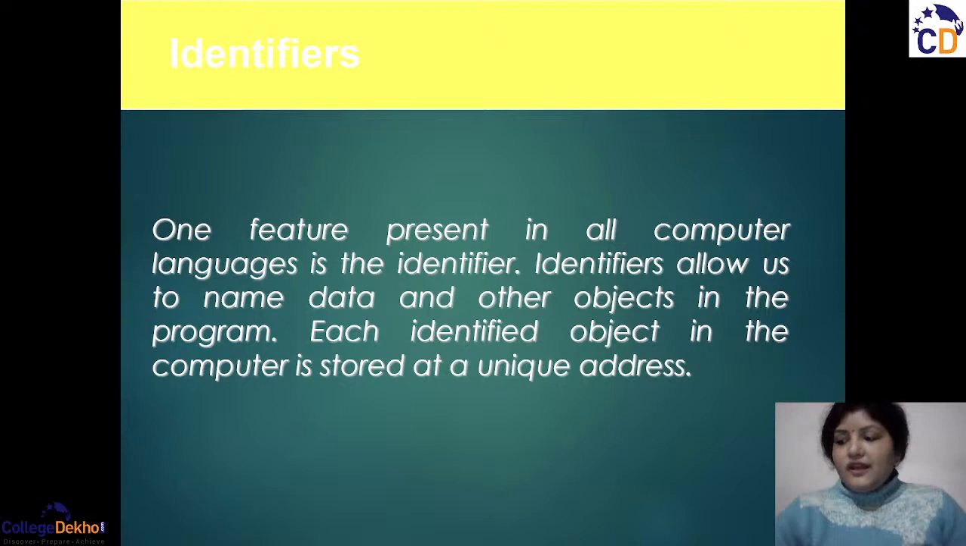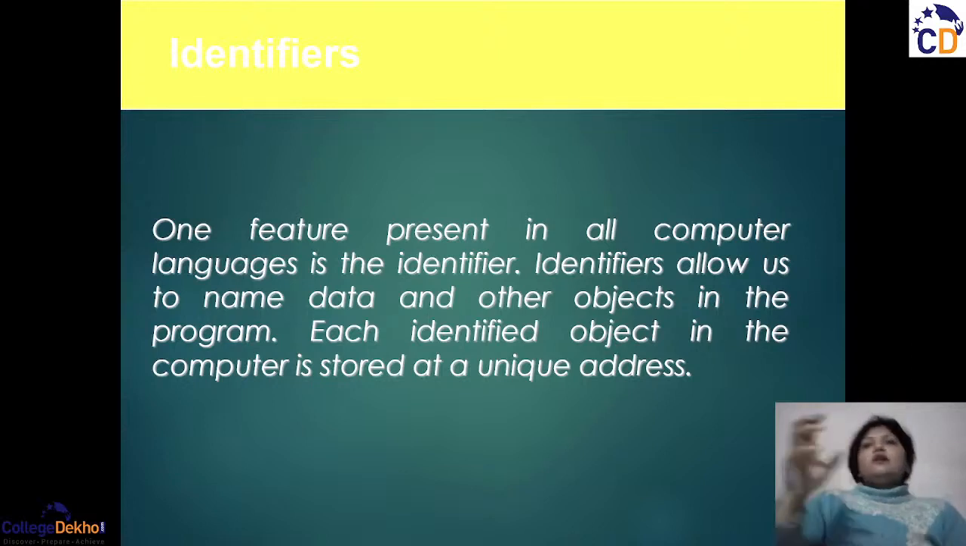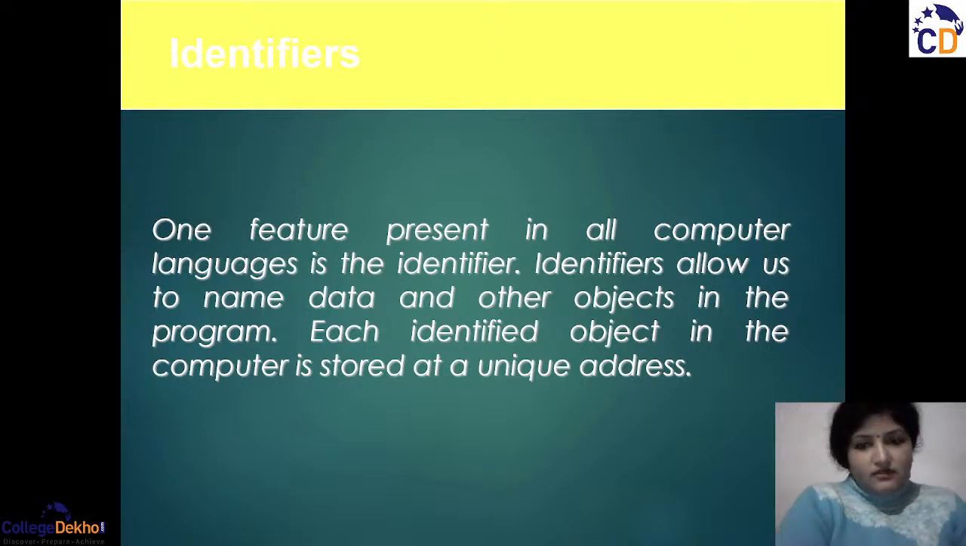So when we have this data type, identifiers, what are identifiers? Identifiers are the names that are given to the memory locations. It could be a class, it could be a variable, it could be a constant, any identifier we define. Each identified object in the computer is stored at a unique address. It is stored somewhere in the memory location, right? And it is holding a unique address. We cannot say that all identifiers are saved at the same location. No, they are stored at a unique address, right?